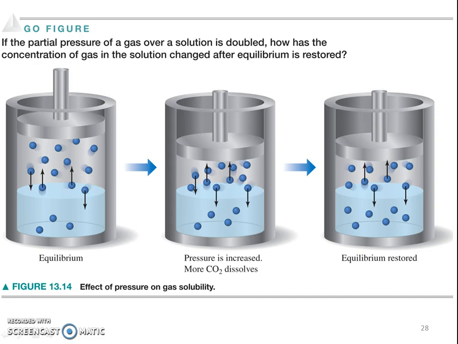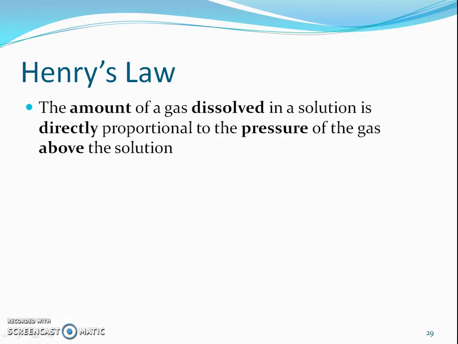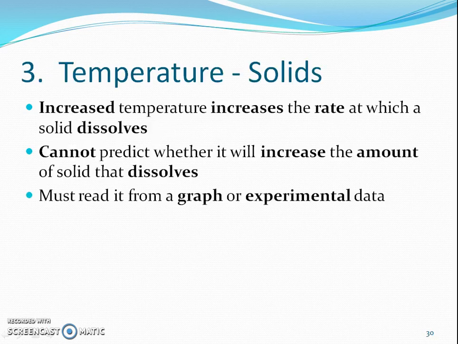So if the partial pressure of a gas over solution is doubled, how has the concentration of gas in the solution changed, again, after the equilibrium has been restored? So we have equilibrium, we've increased the pressure, so more CO2 is going to dissolve. Now the equilibrium is restored. So look here, we got 3 particles, here we have 6. So it doubled, okay? So as we increase that pressure, we're going to also increase the concentration. So again, Henry's law, read over it, should make sense to you now. You just really need to understand that concept.